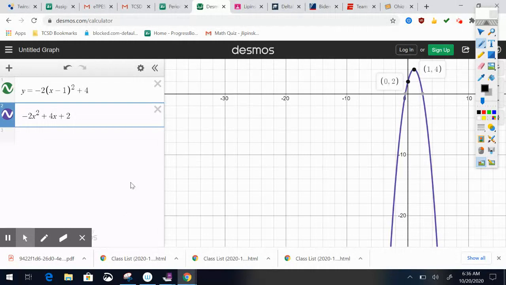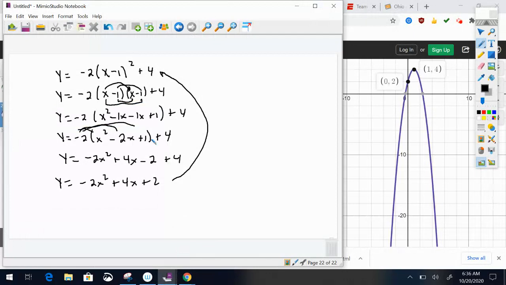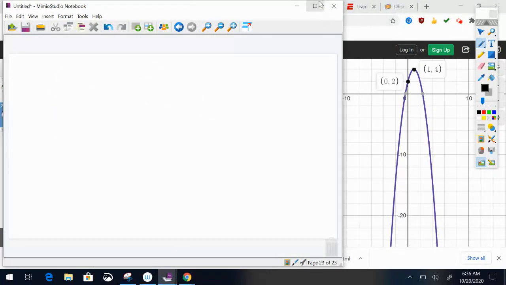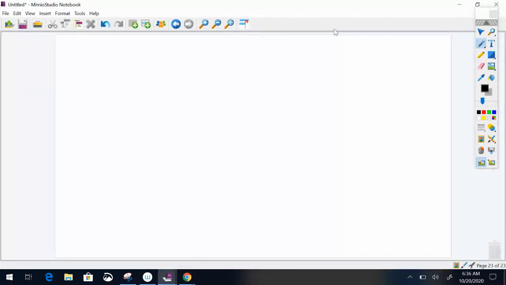So there's going to be some problems like this on your Delta Math assignment. I do have one other type of problem, which will be in factored form, and it'll ask you to go to standard form. So it could look like this, and all you've got to do is FOIL. It's just like after you rewrite the vertex form.